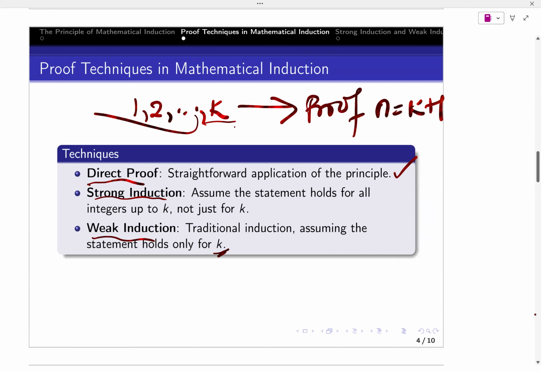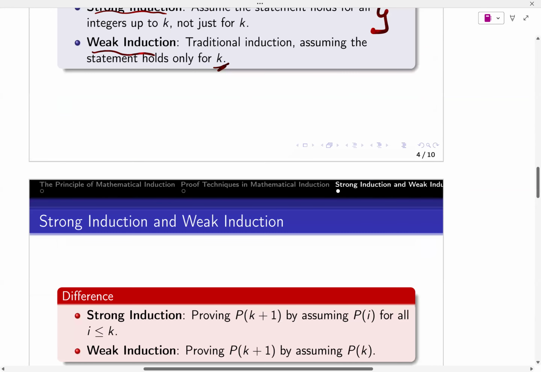But for the purpose of this series, I'll be focusing on strong induction, where we prove it for the base case. In my own case, I choose n equals 1 and n equals 2, and then I assume for k, and then I prove for n equals k plus 1. So strong induction is what I will adopt all through this course.